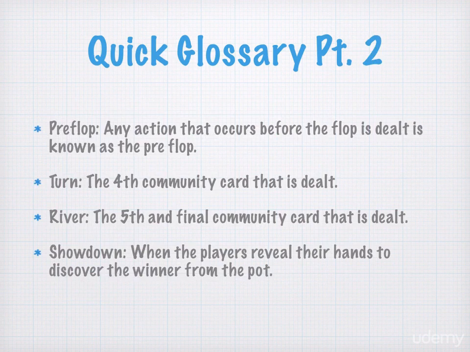Quick glossary continued, part 2. Pre-flop: any action that occurs before the flop, or the community cards, are dealt is known as the pre-flop. The turn is basically the 4th community card that's dealt. So you get 3 cards for the flop, and then the 4th card afterwards is known as the turn. The 5th and final community card that is dealt is known as the river. And lastly, showdown refers to when the players reveal their hands to discover the winner of the pot, and this happens after the river card has been dealt.